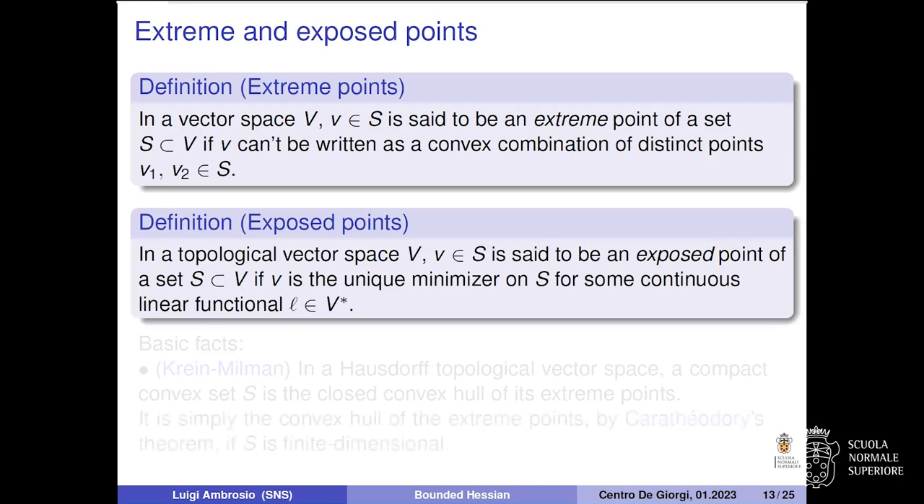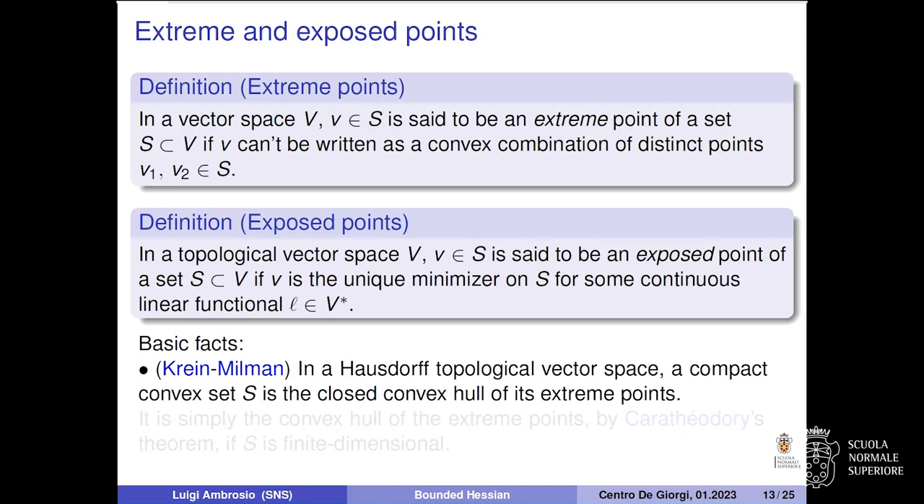And actually there is a more sophisticated notion of exposed points, which is typically done adding to the structure the topology, or let's say in a Banach space, more generally in a topological Banach space. You say that V is an exposed point if it is the unique minimizer on S for some continuous linear function L.